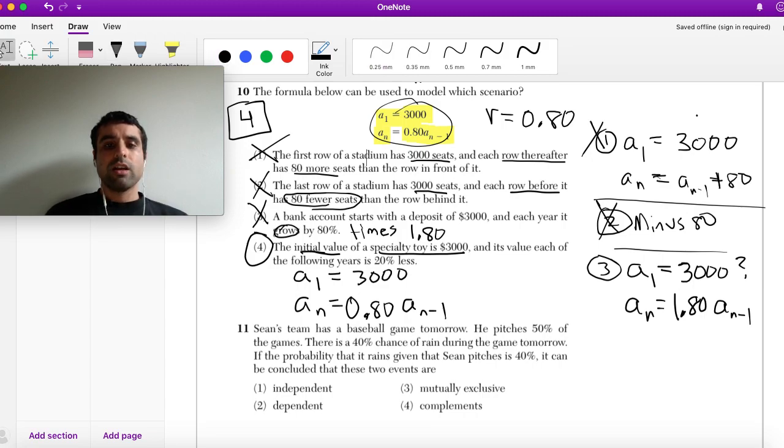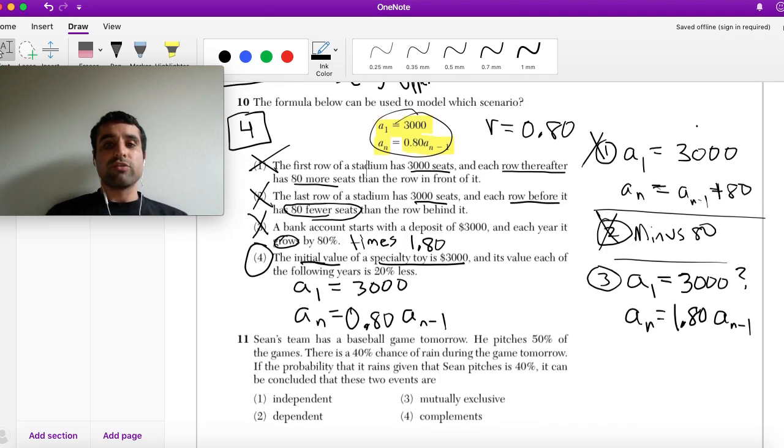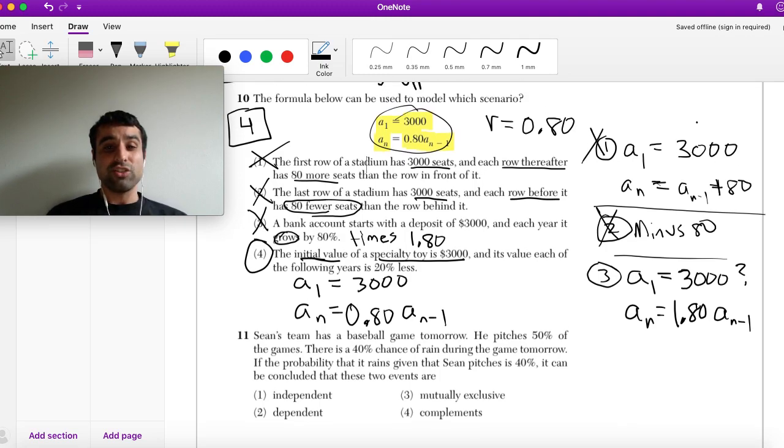Okay? Now, moving on to question 11. What you need to know about is recursive formulas, arithmetic and geometric sequences, and also modeling percent growth and decay. All right, so we're going to move on to question 4 now.